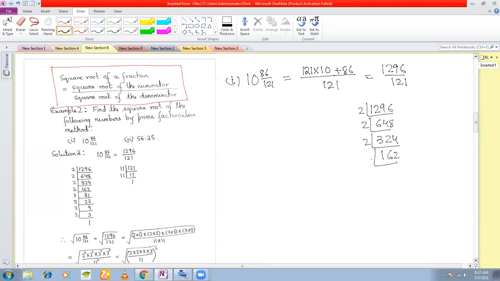Sir, in exams, we'll do this prime factorization in rough or in fair? Fair. As I told you in the beginning only, you will do it in fair.